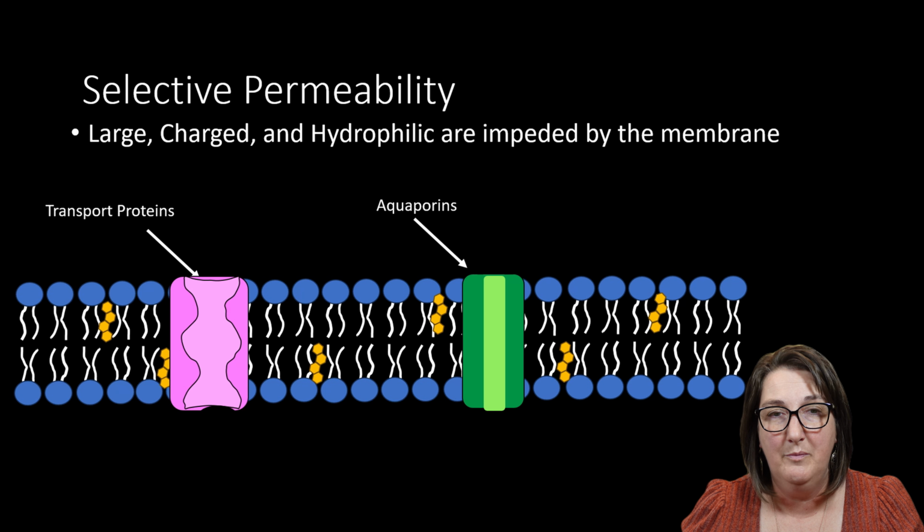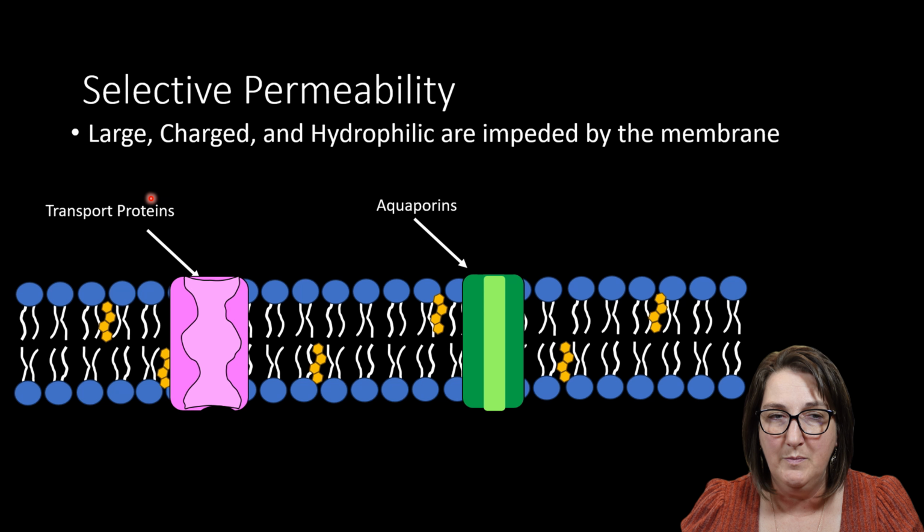I have selective permeability. I have large, charged, and hydrophilic. They're not going to be able to go through this membrane on their own. So they have to have a pathway or a passage that's going to allow them to get through this. Some of them can be gated. Some of them are going to have like a charge that's going to allow them to come through. But there's going to be something very special about this.